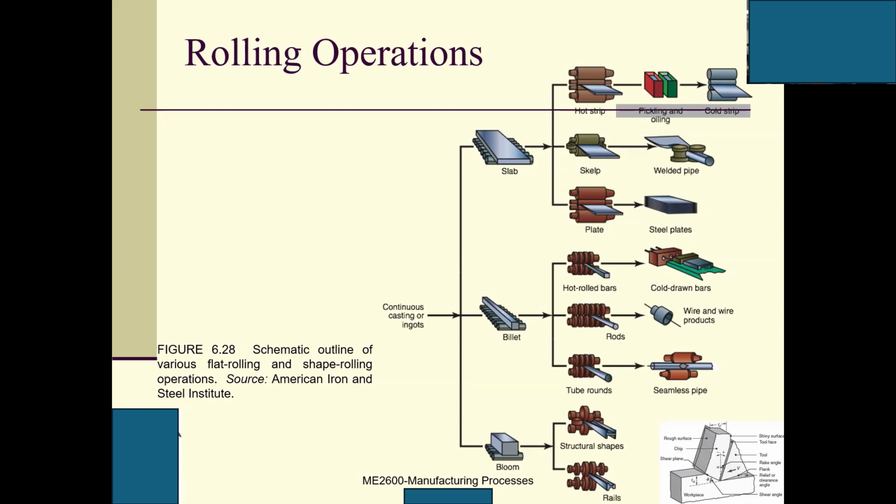The bars are coming out, and the cold drawn bars, and these are rods, wire and wire products. These are tubes, and this is seamless pipe. And also this is bloom and structural shape, such as an I-beam. So this is a real application. You can see different applications, and we will use different operations. So this is a big industry, a big industry in the US.